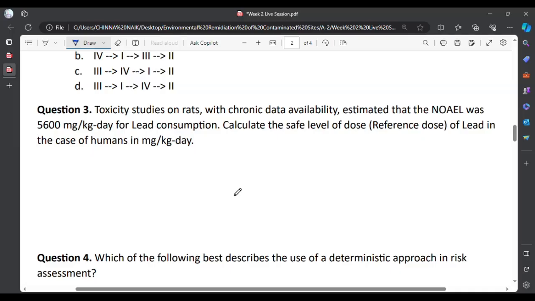So now, what is the uncertainty factor? Yes, right. 10 into 10, that is 100. Now you calculate what the answer is. I need a direct answer, everyone's answer.